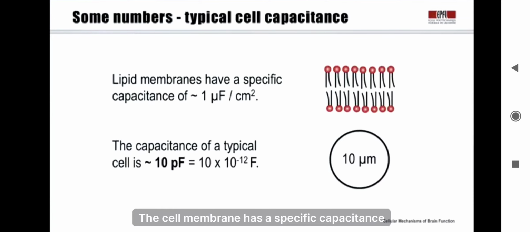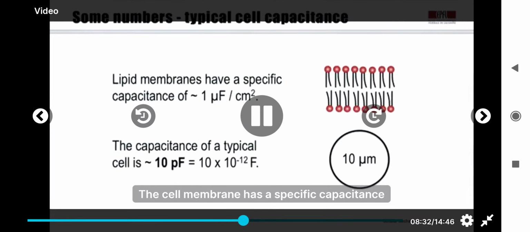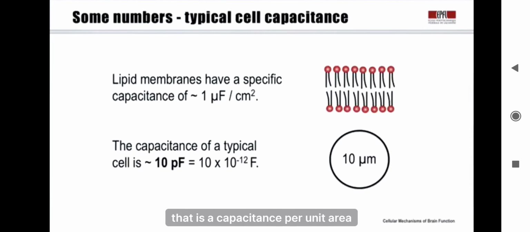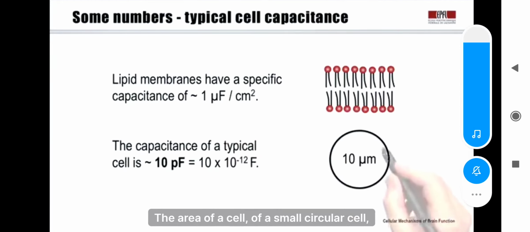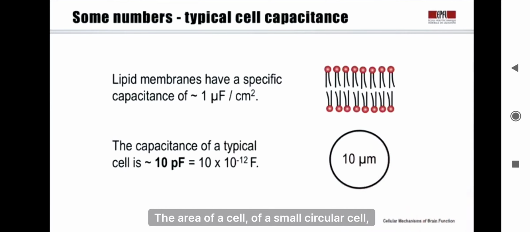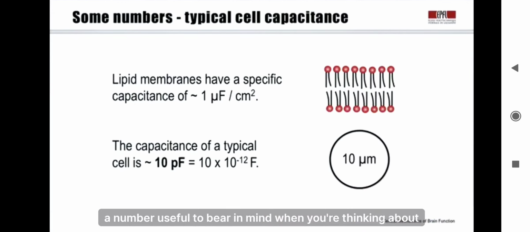The cell membrane has a specific capacitance, that is, a capacitance per unit area, of around 1 microfarad per centimeter squared. The area of a small circular cell with a radius of around 10 micrometers means that the capacitance of a typical cell is somewhere around 10 picofarad, a number useful to bear in mind when you're thinking about how the membrane biophysics of cells works.